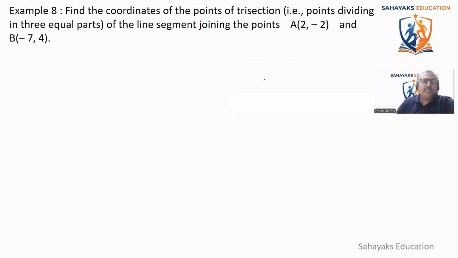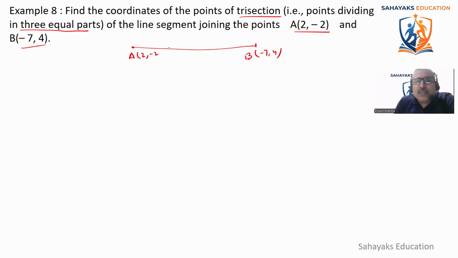Okay, so coming to the next question. It says, find the coordinates of the points of trisection. Trisection means dividing into 3 equal parts, of the line segment joining the points A, 2, -2 and this. Okay, let's just draw these points. So this is point A. I'll mark it as 2, comma, -2. And this is point B with coordinates -7, comma, 4.